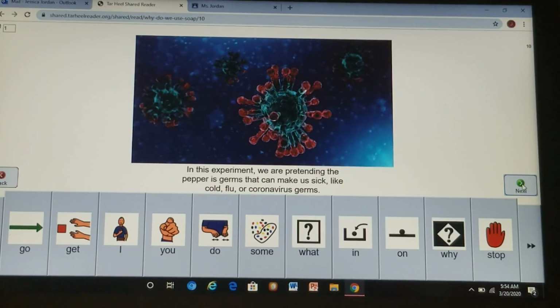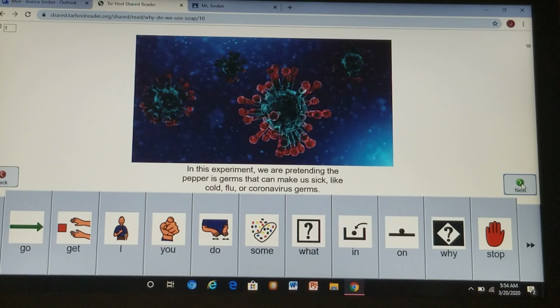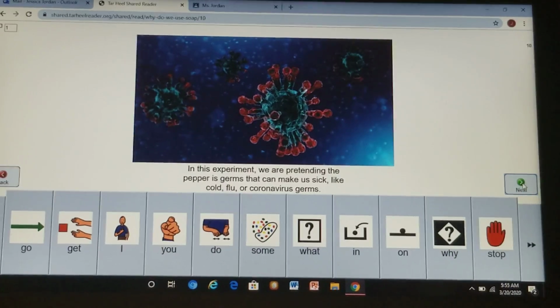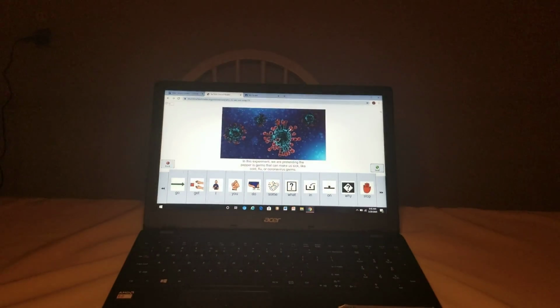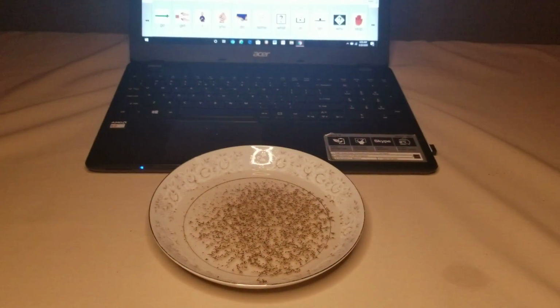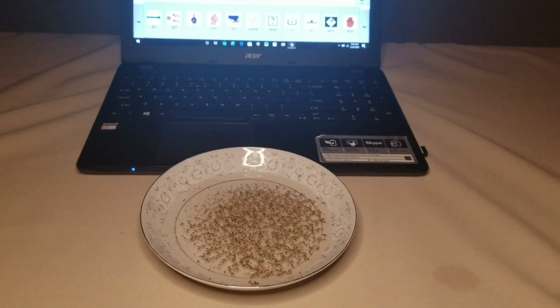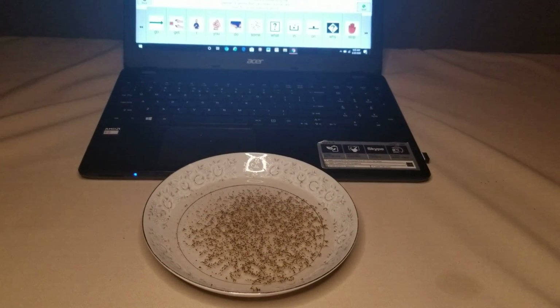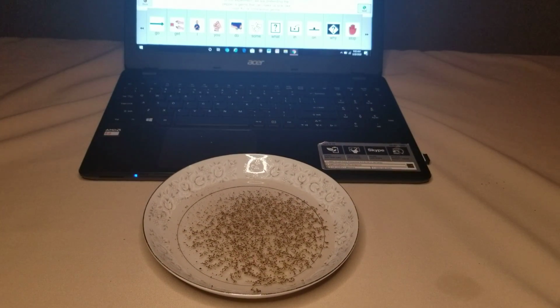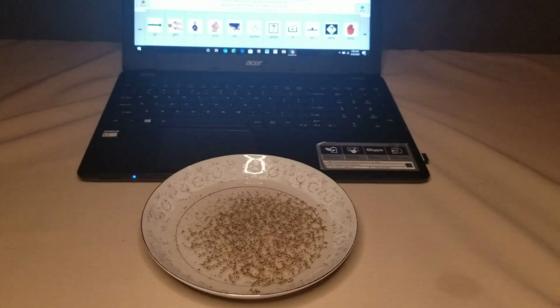In this experiment, we are pretending the pepper is germs that can make us sick, like the cold or the flu or the coronavirus germs. We read about the coronavirus germs yesterday. So we are pretending that, let me zoom out here, that the pepper is the germ. Lots and lots and lots of germs in that water.